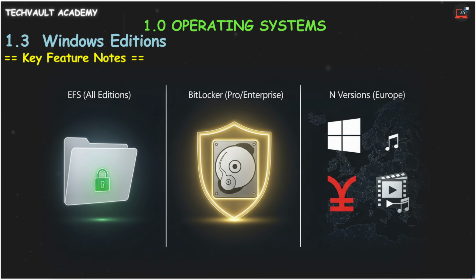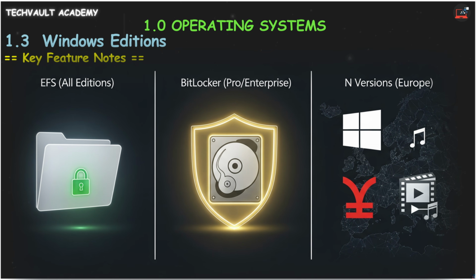For encryption, remember the critical difference. EFS, the Encrypting File System, can encrypt individual files and folders and is available in all editions. BitLocker provides full disk encryption and is only in Pro and Enterprise. Use the mnemonic BITS: BitLocker is for business. Lastly, remember N versions are for Europe and have no media player, but this can be added back with the Media Feature Pack.